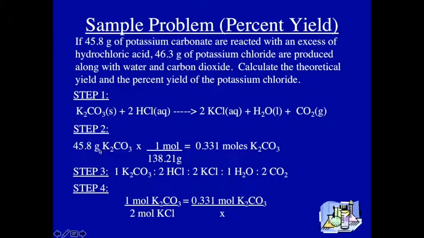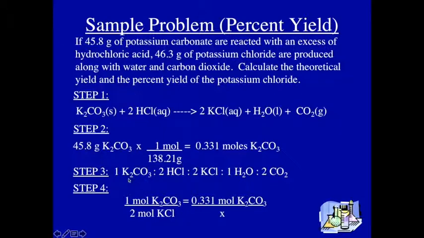In this case, we want grams. This is the gram molar mass of potassium carbonate. Our grams will cancel out. We're left with the mole, 0.311 moles of potassium carbonate. That is how much potassium carbonate we started with. Step 3, as with every other stoichiometry problem, is the mole ratio.